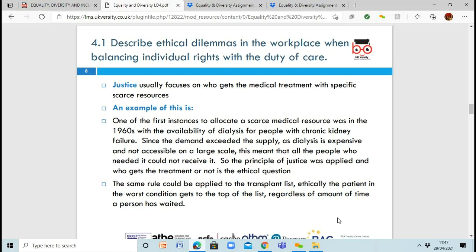Because the demand exceeded the supply, and dialysis, as I said, was expensive and not accessible on a large scale, this meant that everybody that actually needed it wasn't able to receive it. So at that point, they had to check the principle of justice. They had to see who gets the treatment and who doesn't. So that's the ethical consideration that was made. It's the same thing now.